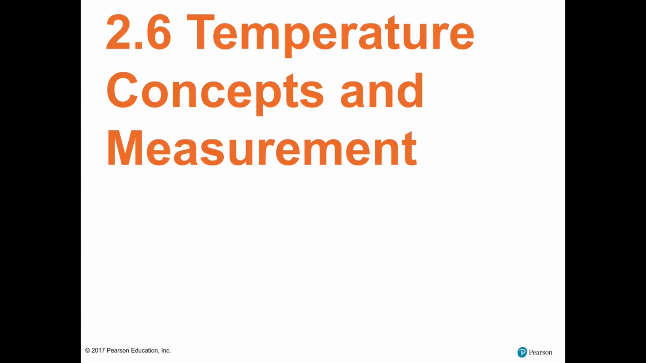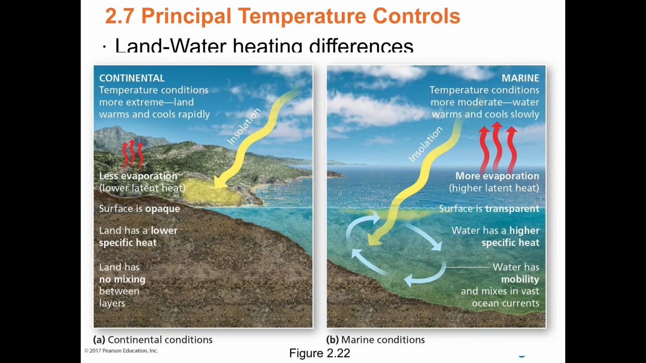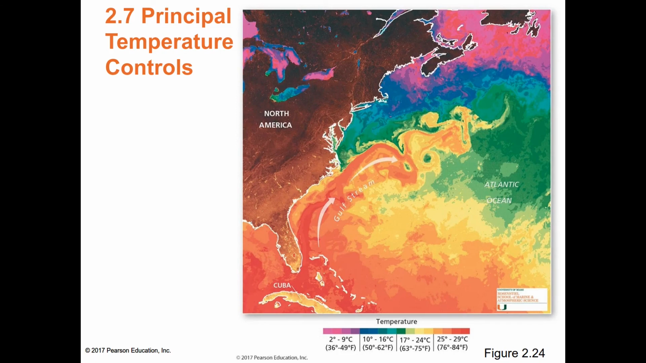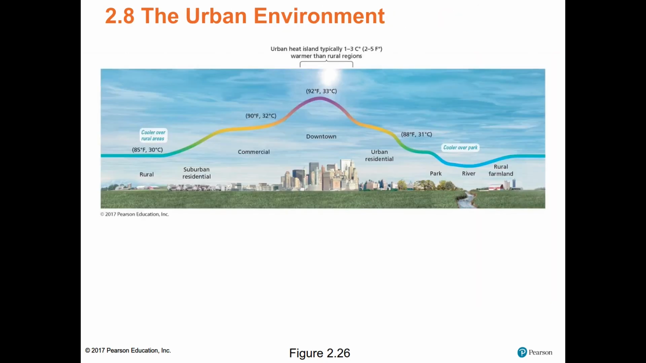We'll talk about average temperature, temperature range, the role of latitude in average temperature and temperature range, the role of land-water heating differences, continentality, how far inland you are makes a huge difference. Ocean currents, warm or cold, affect temperatures on the land. Cities are hotter, they're dustier, they're rainier.